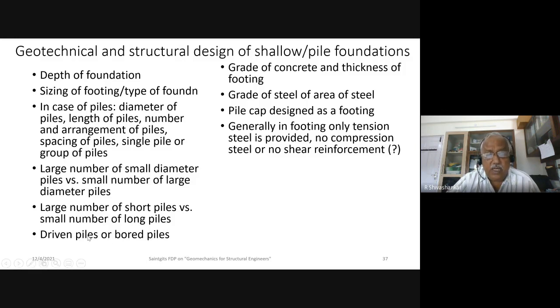So the IS code suggests that you can slightly increase whatever you have calculated theoretically. You can increase it by about 10-20% in case of driven piles, but in the case of bored piles it says the end bearing has to be reduced by one third. That means whatever the end bearing for driven piles, supposing 100 tons per meter square, for the bored piles it is only one third, 33 tons per meter square.